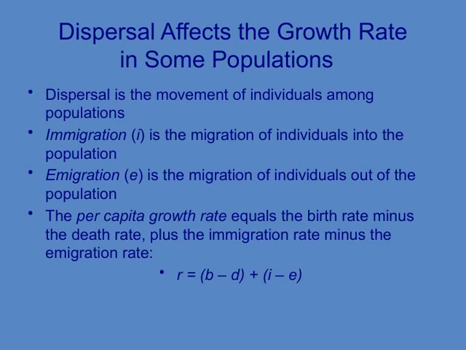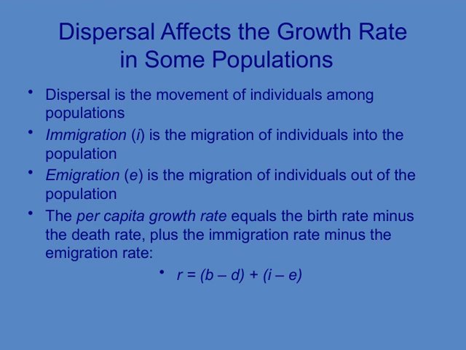Dispersal can have a significant impact on the growth rate of some populations. When we talk about dispersal, we're referring to the movement of individuals from one population to another. This movement can be in the form of immigration, which is when individuals enter a population, or emigration, when they leave. Immigration, represented by the letter I, increases the number of individuals in a population, while emigration, represented by E, decreases it. These flows of individuals directly influence the population's growth rate.